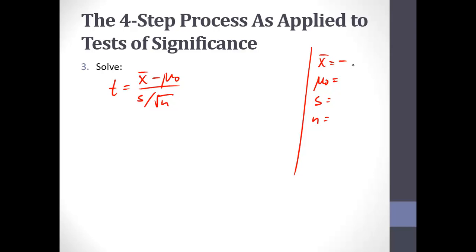My mean is negative 7.5, and my standard deviation is 7.66, we'll say. My sample size is 12, and I'm comparing this to a mu 0 of 0. Again, my null hypothesis says that the mean is actually equal to 0. So I can plug these things in. I have negative 7.5 minus 0 divided by 7.66 over the square root of 12.